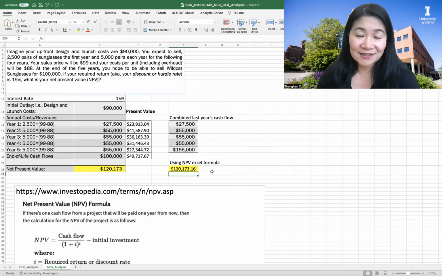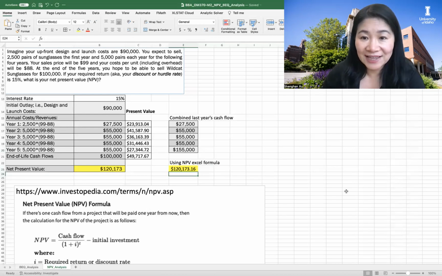So that's about it. It's a very simple calculation of the time value of money and net present value, okay?